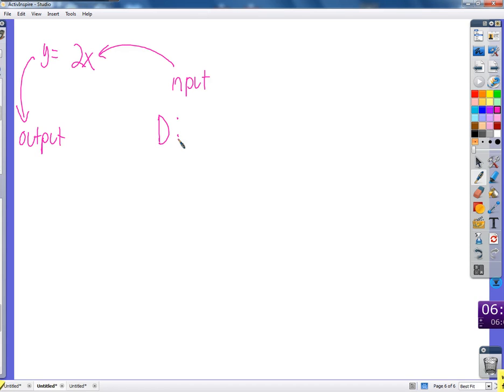You can phrase it lots of different ways. The most common would be all real numbers, because the domain is the set of all of the inputs. And when you look at that set, what is it made of? All the real numbers are in this domain, because there's nothing you can't multiply by 2.